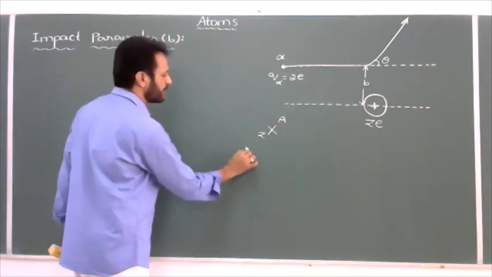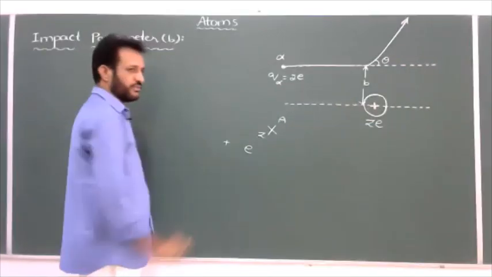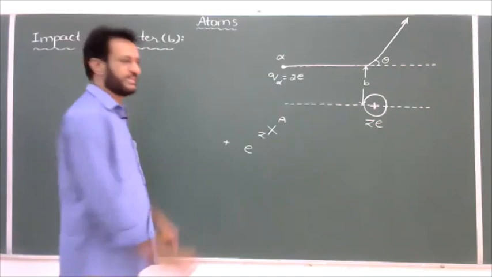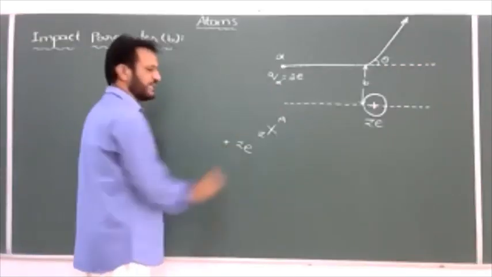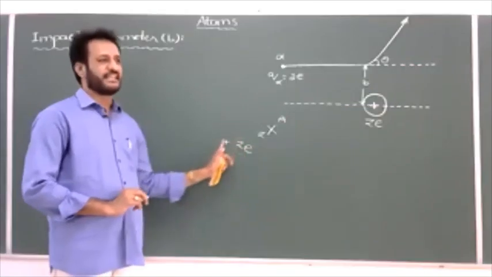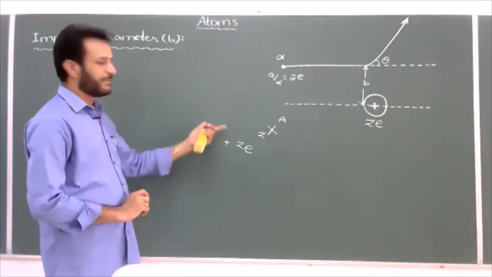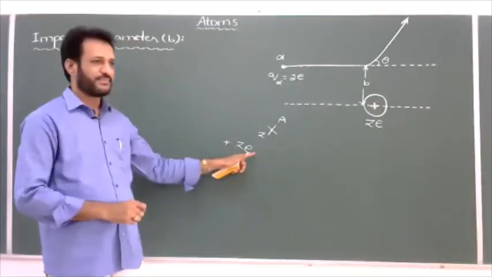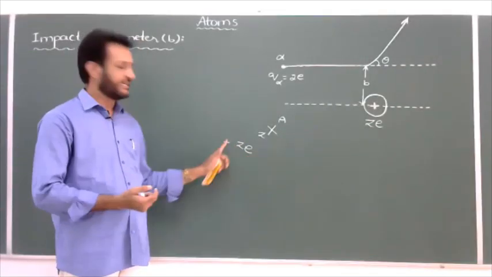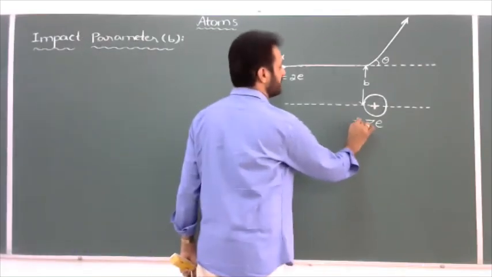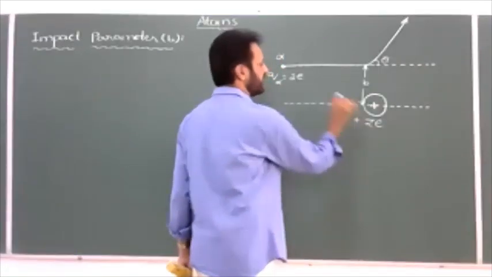The charge of one proton is equal to plus E. Two protons, 2E; three protons, 3E; Z protons, it should be written ZE. So for any nucleus, you can take the charge formula as plus ZE. For example, for an alpha particle you should write 2E, for a carbon nucleus 6E, and for oxygen, atomic number 8, you should write 8E. In the same way, the charge of the target nucleus is equal to ZE.